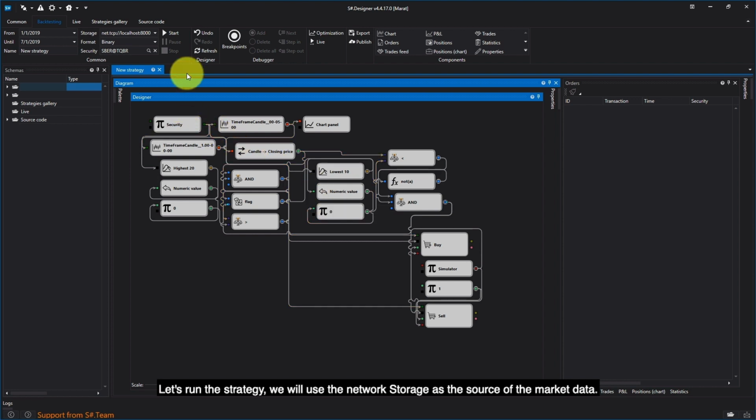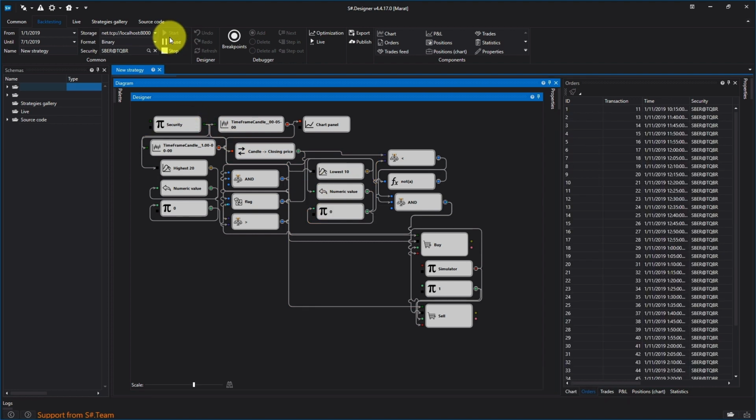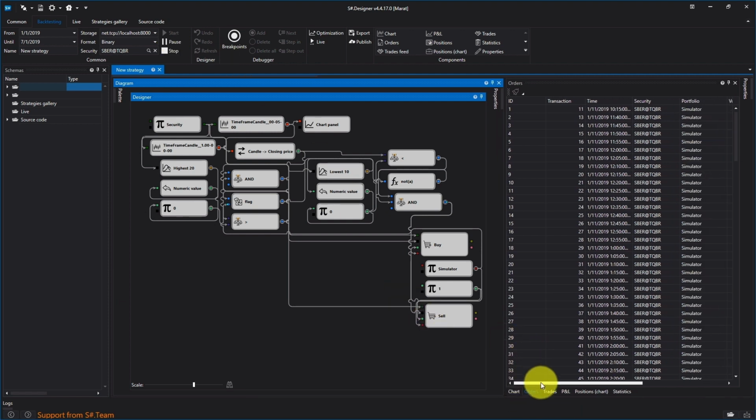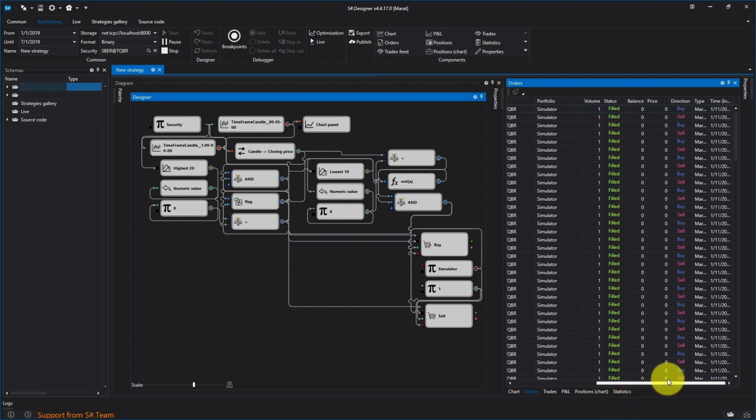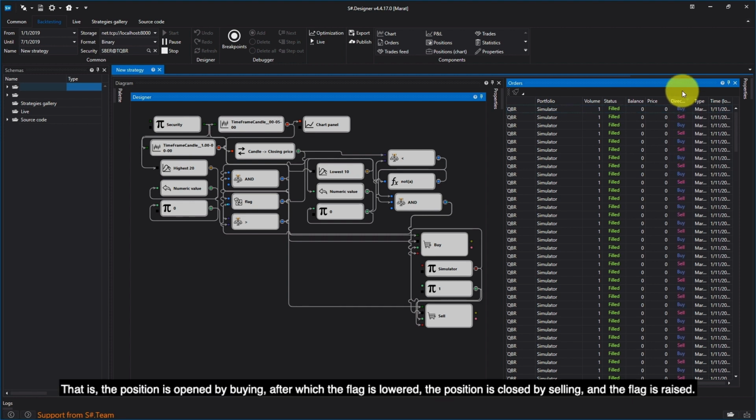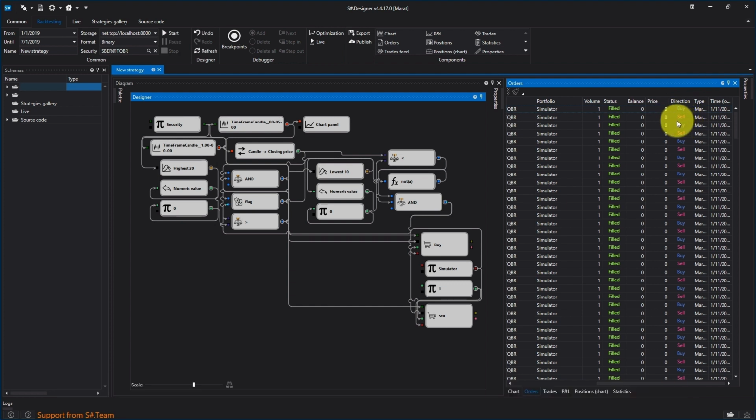Let's run the strategy. We will use the network storage as the source of the market data. As you can see, orders are registered sequentially. Buy, sale, buy, sale. That is, the position is opened by buying, after which the flag is lowered. The position is closed by selling, and the flag is raised.